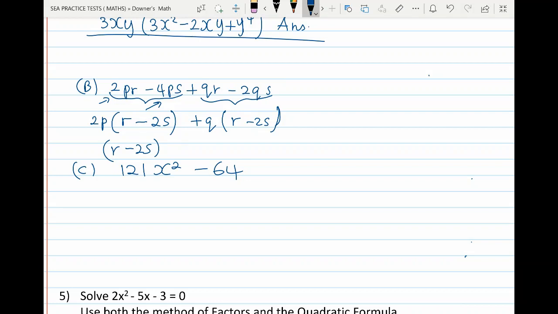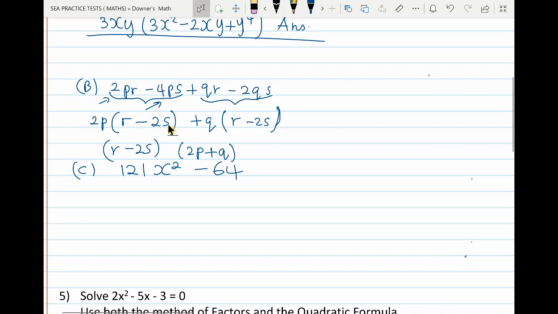And if we take that out as a factor, from this pair here, we are going to be left with 2p. So we're going to write that 2p here. And from this group here, if we take out r minus 2s from it, we're going to be left with the plus q. So we're going to write down the plus q.